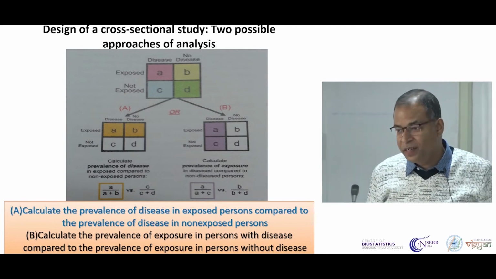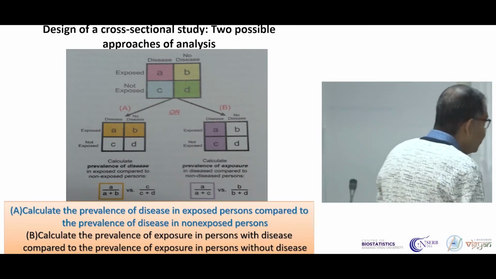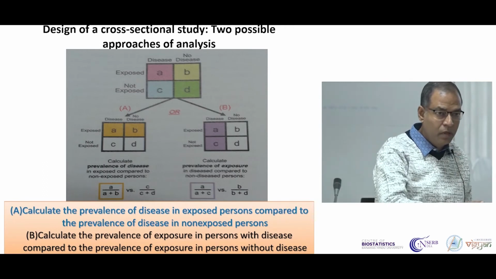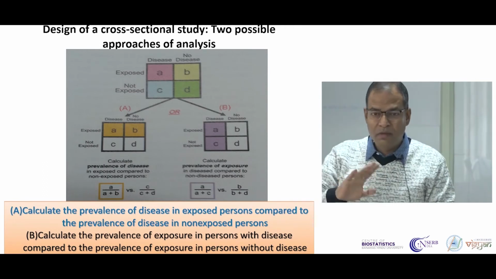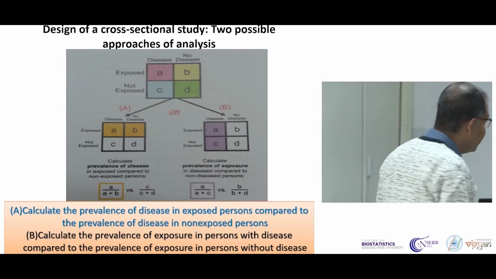Very good. Absolutely correct. So, it depends upon my objective. It depends upon my objective. I cannot say, okay, you are doing cross-sectional, so you do column, or you are doing this one, so you do row. No, the answer is not like this. The answer is what she said, absolutely correct. So that is the answer.